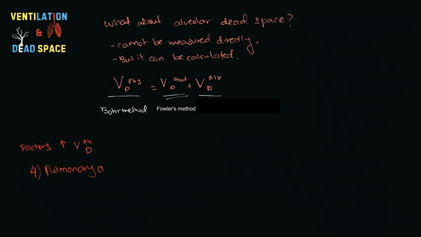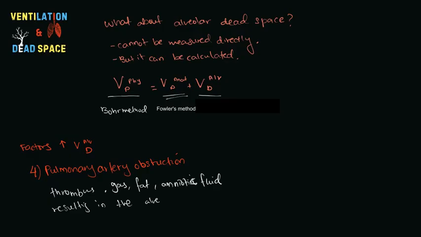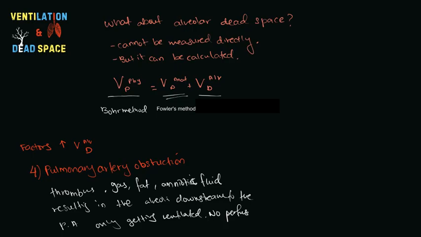Number four, the obstruction of pulmonary arteries. Now, the pulmonary artery can be obstructed by a few things. It can be from thrombus, from gas, from fat, and also from amniotic fluid. So this will result in the alveoli downstream to the artery getting only ventilation but no perfusion because blood cannot flow there, therefore increasing alveolar dead space.